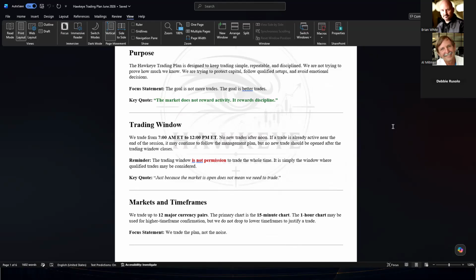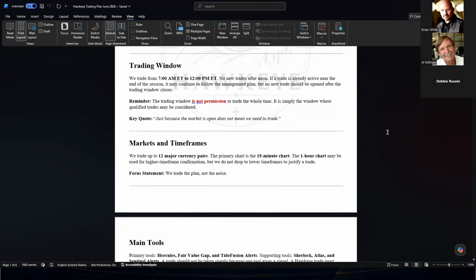Our focus statement for purpose is: the goal is not more trades. The goal is better trades. We talk quality over quantity. That's usually the flip of most traders out there. Most people over trade, especially day traders. As I remind you, this is a day trading scalping session. 95% of day traders and scalpers lose money, and that's mainly because of over trading. So we're going to be very, very careful on what we choose to trade, and it's got to follow certain rules. The market is not going to reward the amount of activity or the amount of time you spend in front of a screen. It's going to reward the discipline you show at your screen.